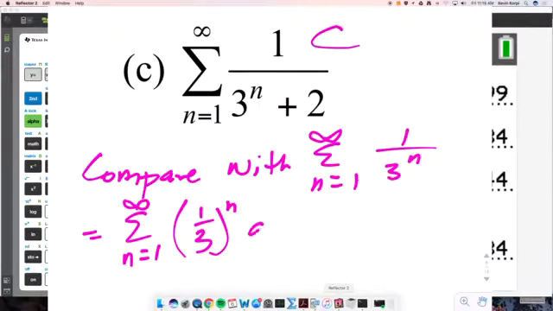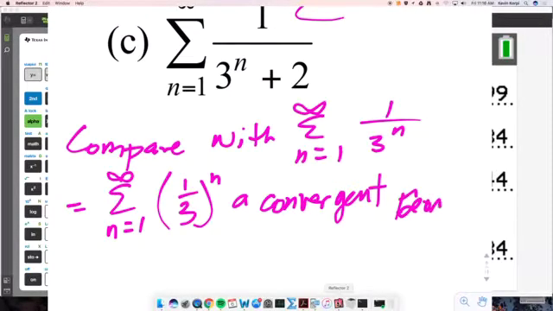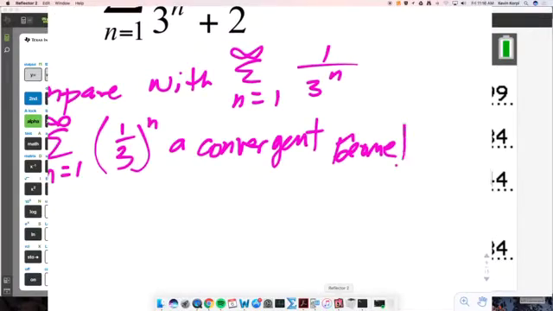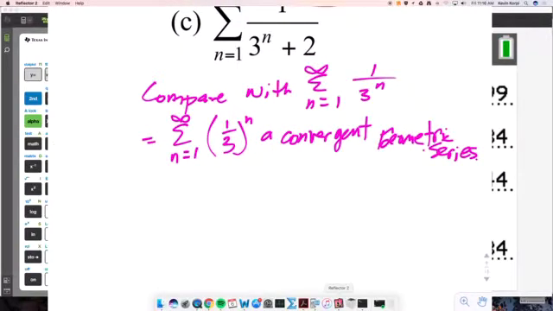1/3 to the n. Yeah, which is a what? Convergent or divergent? Well, yeah, it's a convergent. We know that. But what type is it? Yeah, geometric. I wrote p-series. Why do that? I'm glad y'all are here today. Geometric series. So this is kind of what you would have to write if this showed up on a free response. Compare it with this, which is convergent.